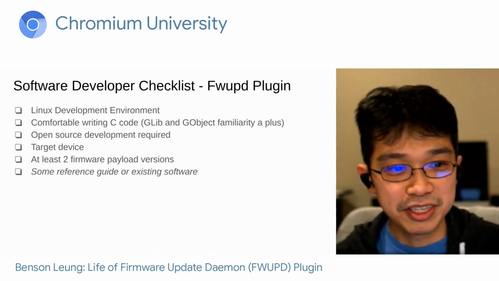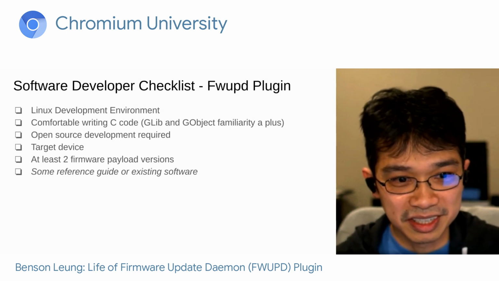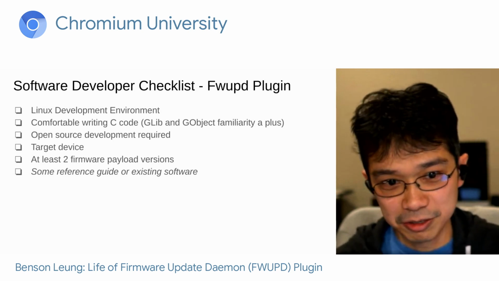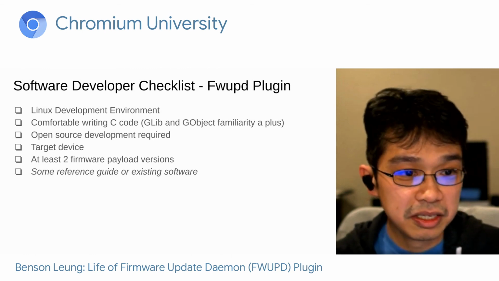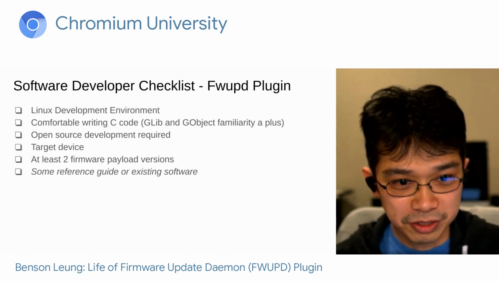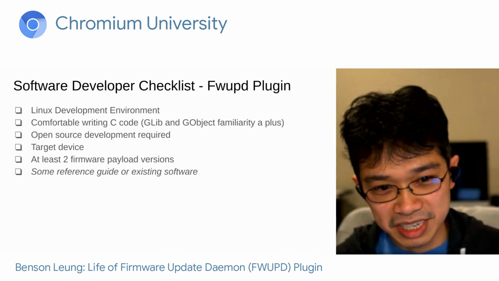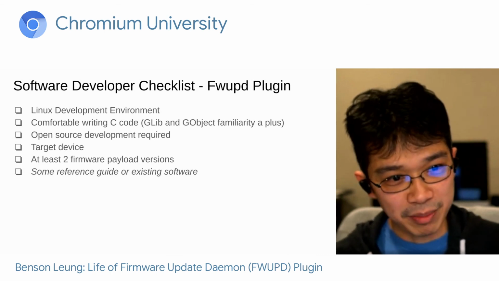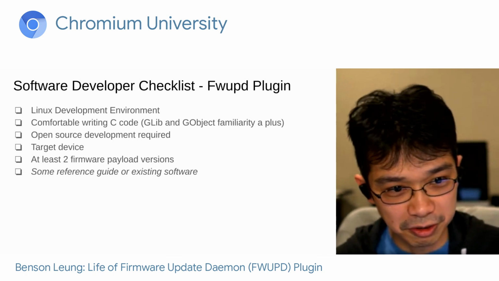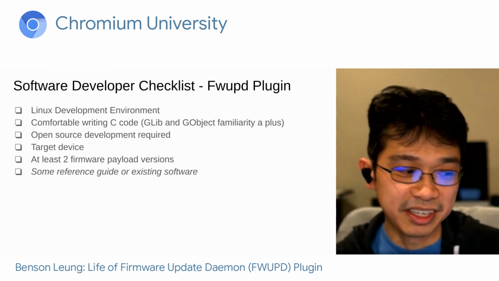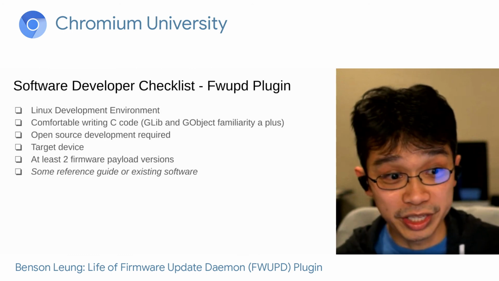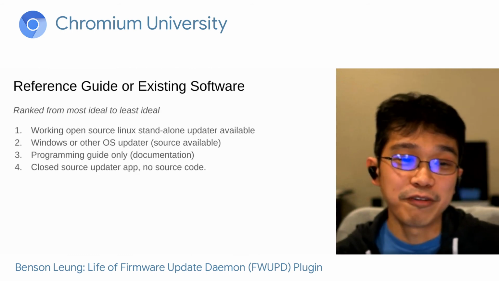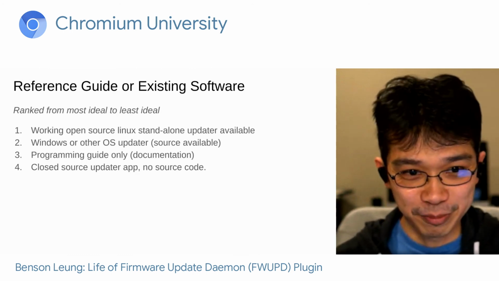And then obviously you need a target device that you're updating so that you can connect to your Linux system running Fwupd. And you'll need two firmware payload versions. You need two reasonably stable versions of the firmware so you can ping pong back between the two of them to exercise your code. And then finally, you need some kind of reference or guide or existing software. More on this. A firmware updater doesn't just get conjured up from nothing.